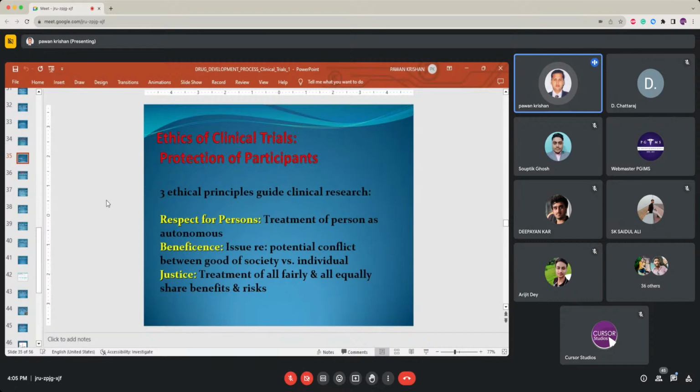The second is beneficence. This includes the issue that you have to assess any potential conflict between the good of society versus the individual. That means you cannot compromise the benefits of an individual for the sake of getting scientific knowledge or a large benefit to society, but if the individual is harmed, then it is not beneficence, so that should be taken care of. Then justice, that you treat all the subjects fairly and equally to share the benefits and risk.